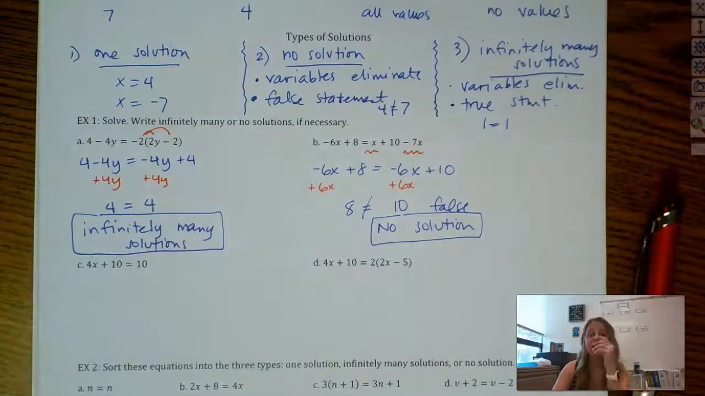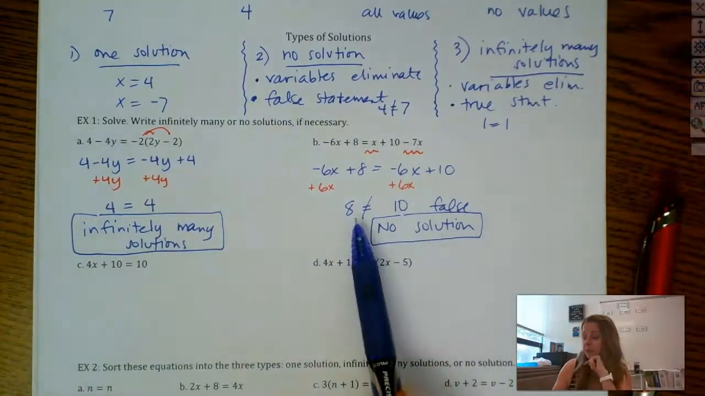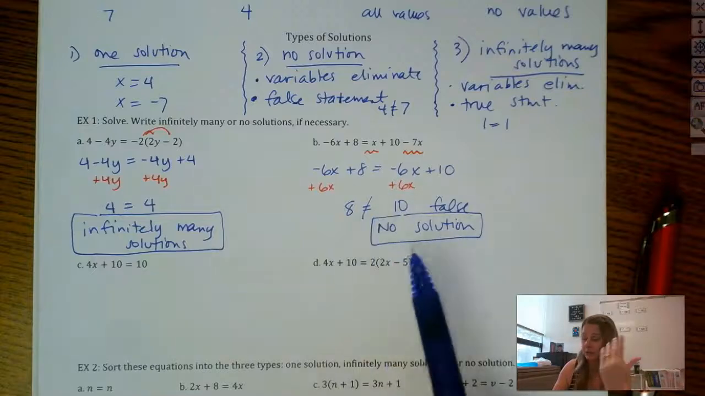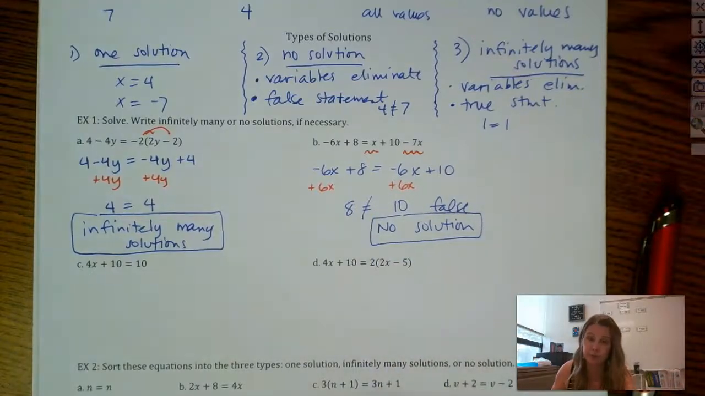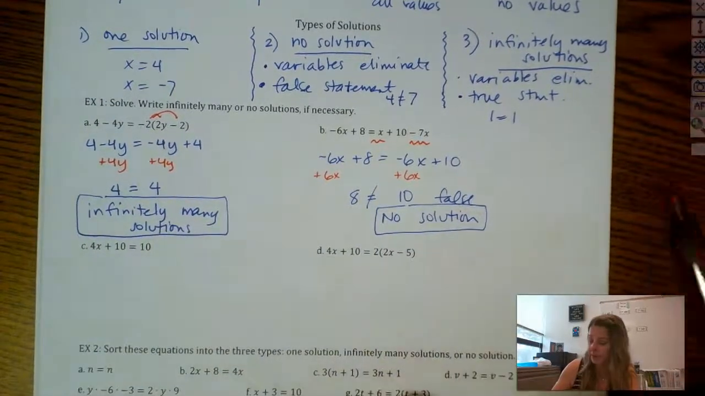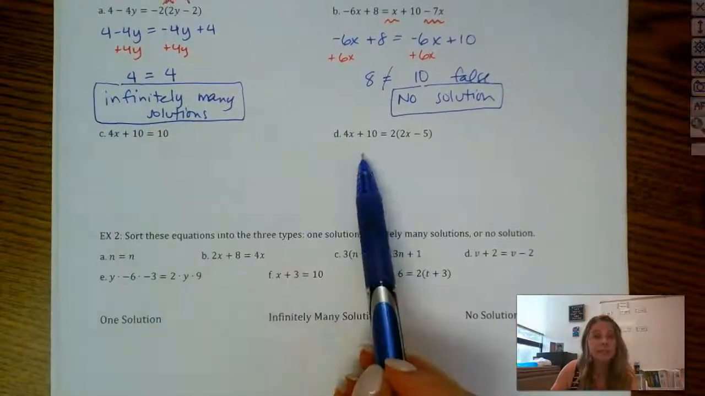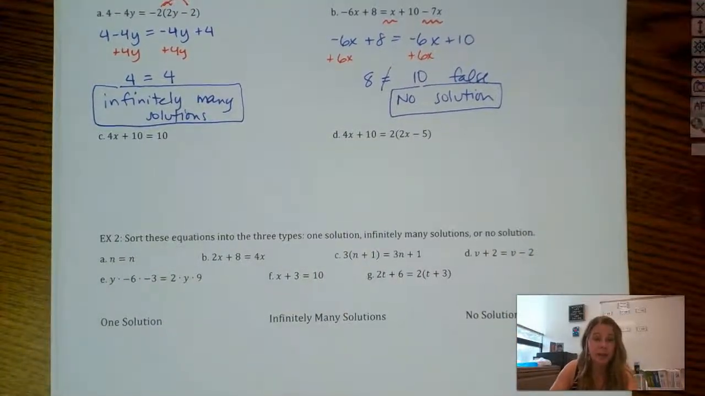If you solve it a little differently than me and don't end up with 8 equals 10, but you still end up with two numbers that are not equal, you are still going to arrive at the correct answer of no solution. All right, I want you to do C and D. Can you pause the video, work through C and D, and then come back when you have an answer, and we will check.